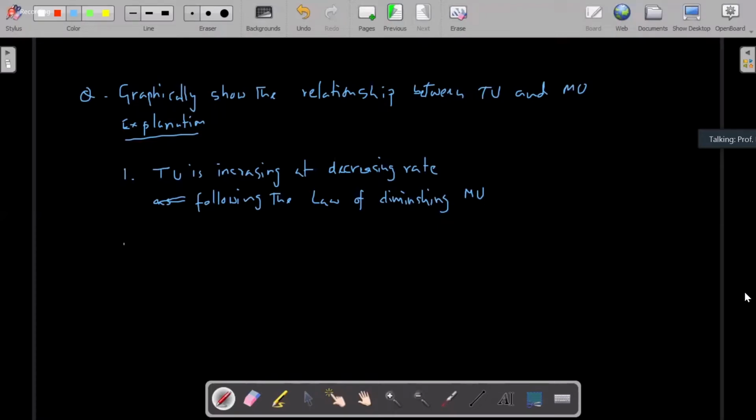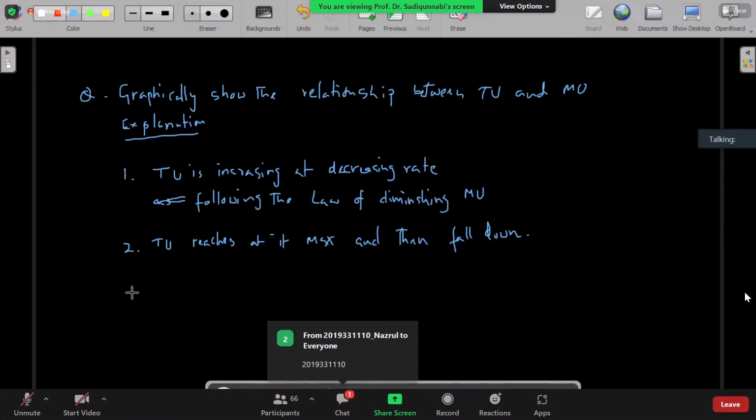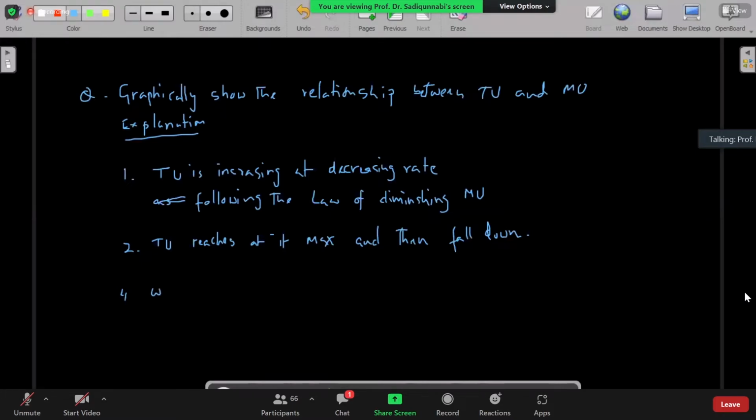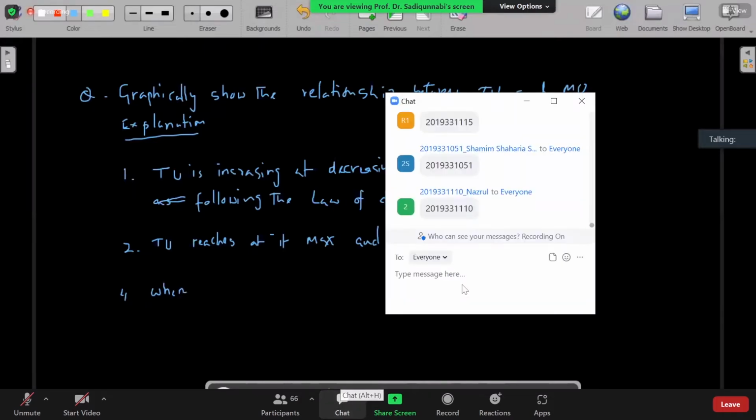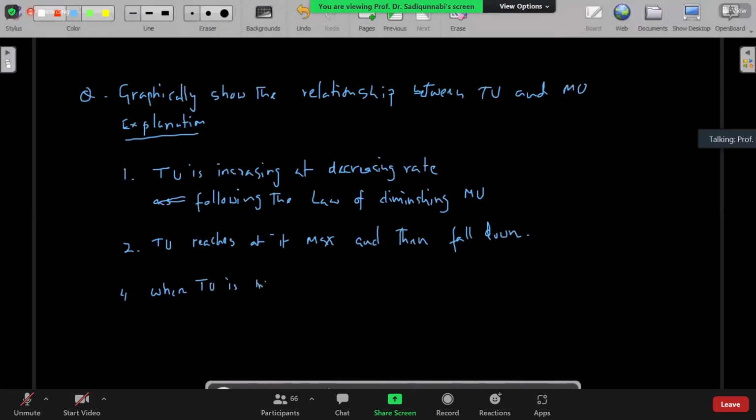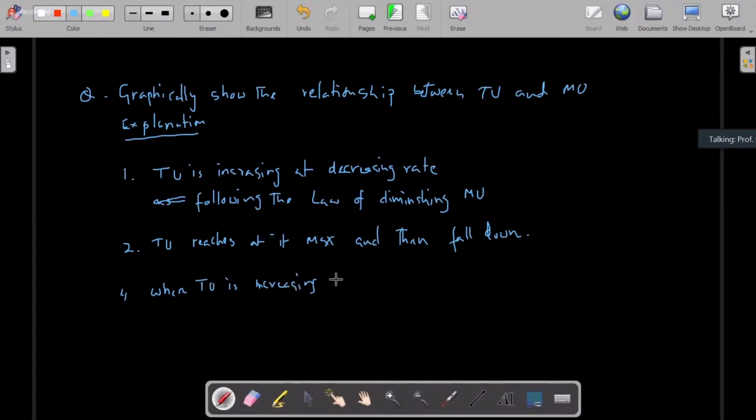Point number 2: TU reaches its maximum and then falls down or declines. Number 3: when TU is increasing at a decreasing rate, MU decreases.